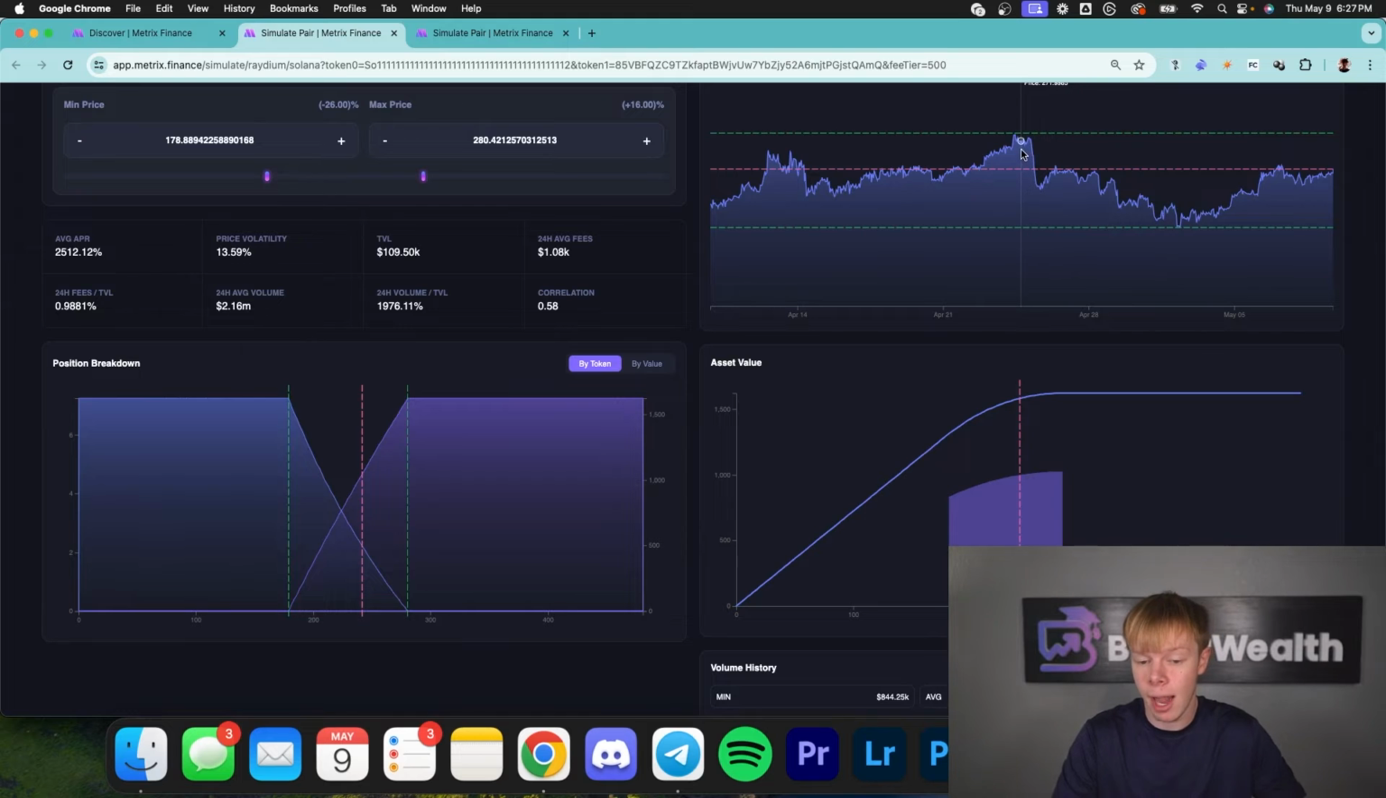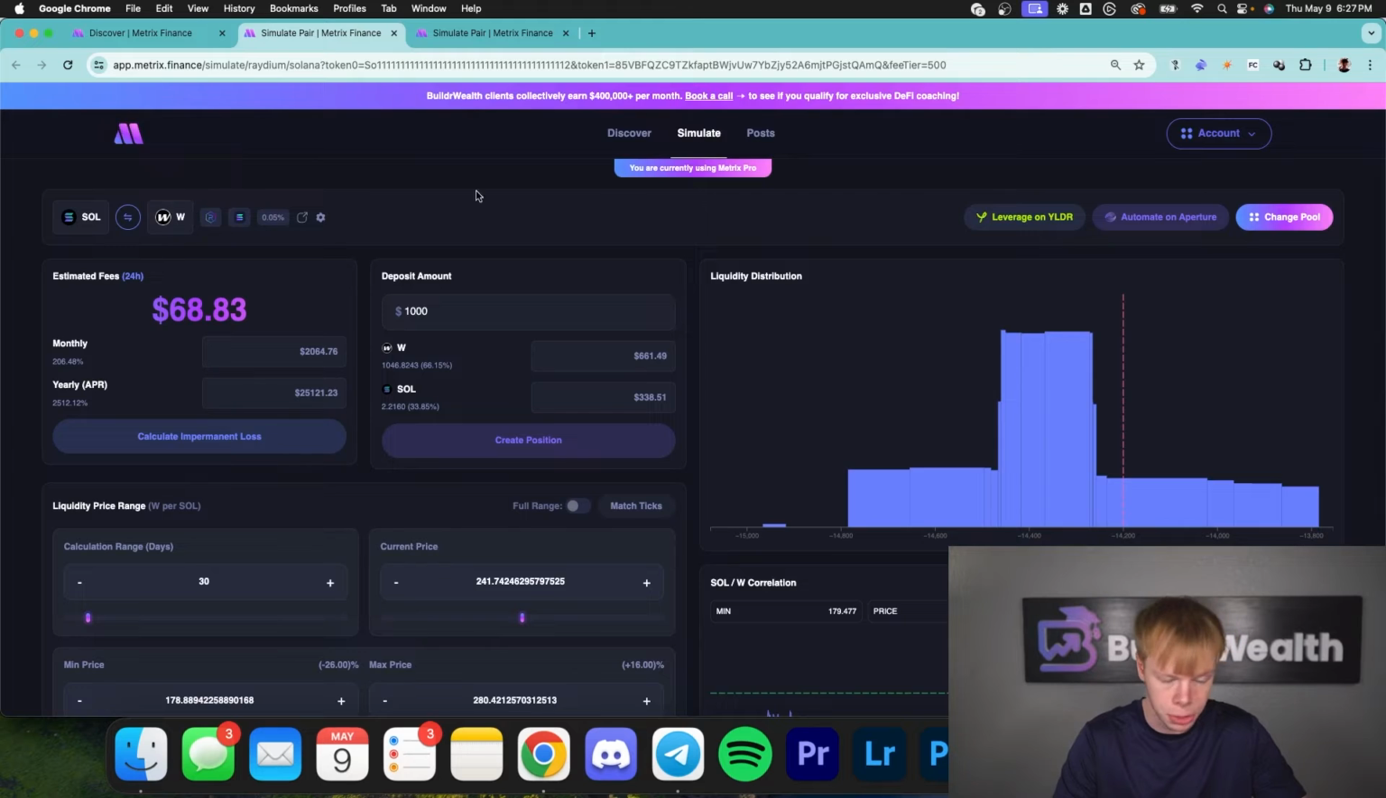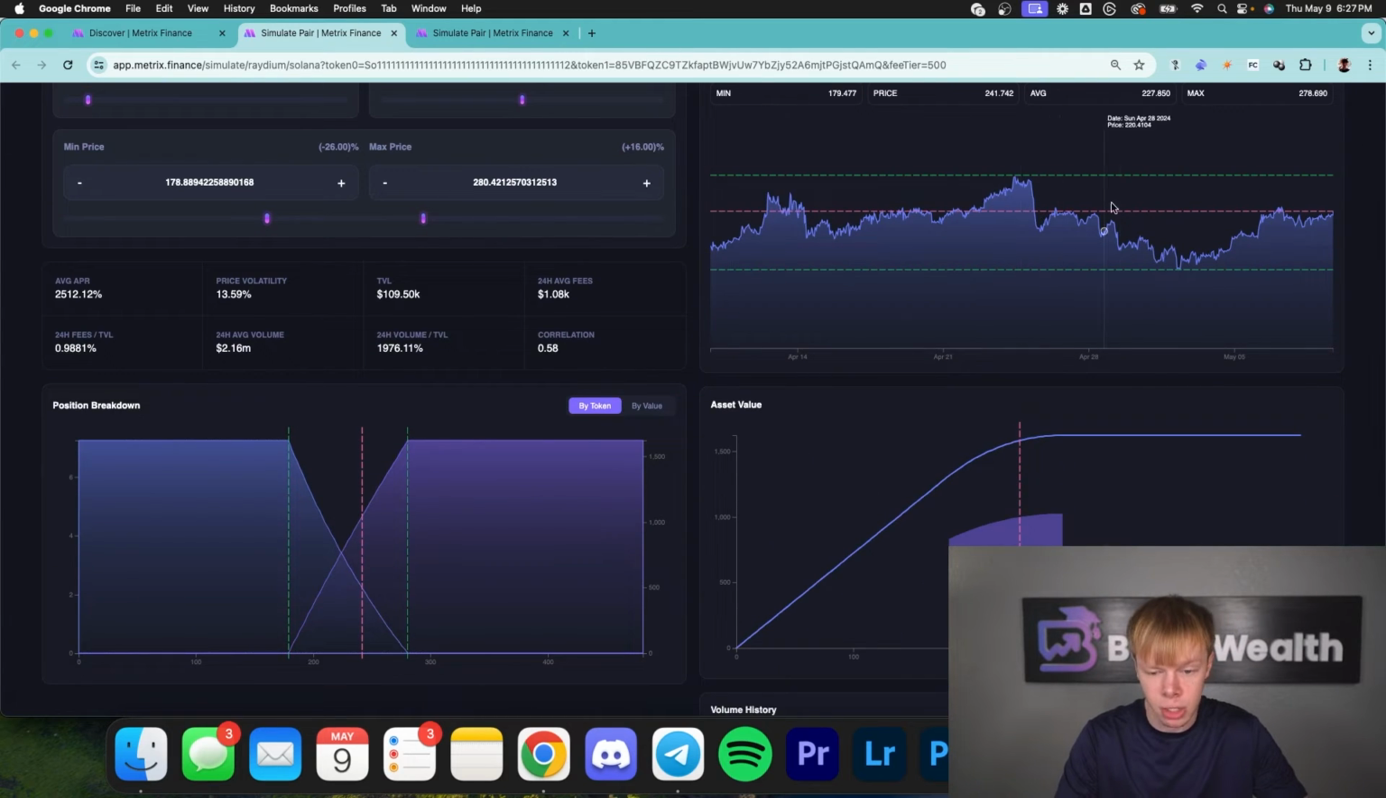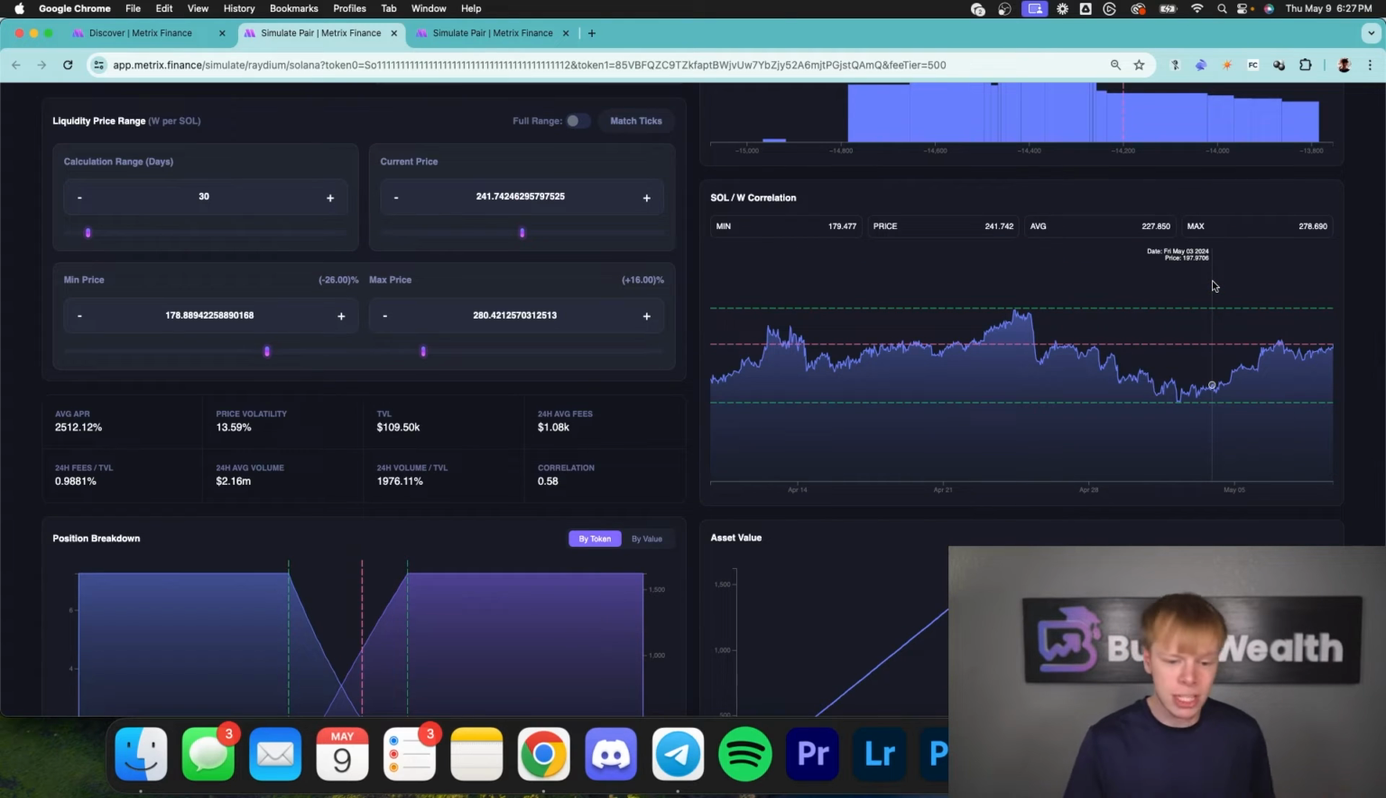Whereas when the price is trending downwards, like this period over here, that means that the quote asset is doing better, which is the Wormhole token. So we want to keep that in mind. There are some periods where Wormhole does really good, and there's some periods where SOL does really good. So we need to factor that into our analysis.